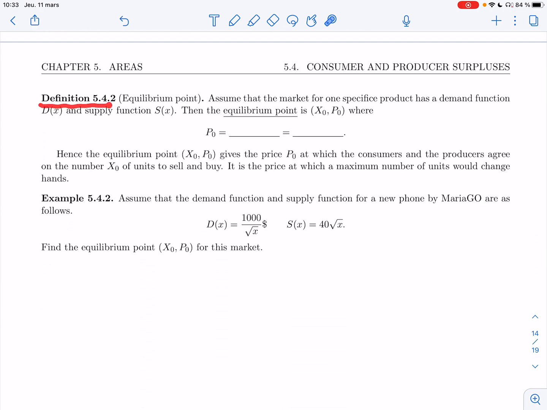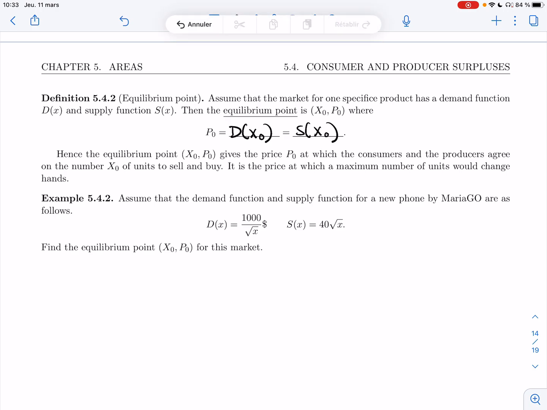Definition 5.4.2, we're going to talk about the equilibrium point. Assume that the market for one specific product has a demand function d of x and a supply function s of x. Then the equilibrium point, (x0, p0), is where p0, that's the price, is the price that corresponds to selling x0 units to the consumer, and it's the price at which the producer would also be willing to sell x0 units.